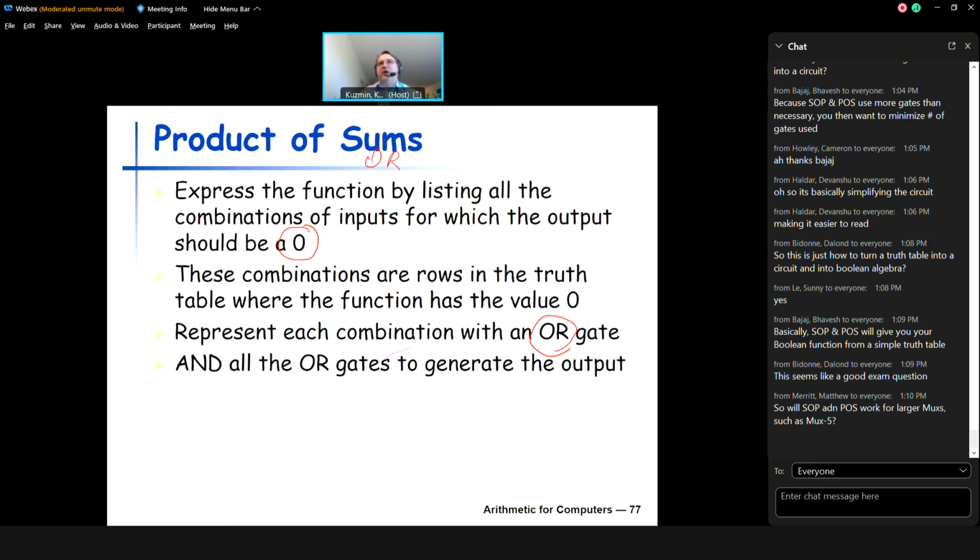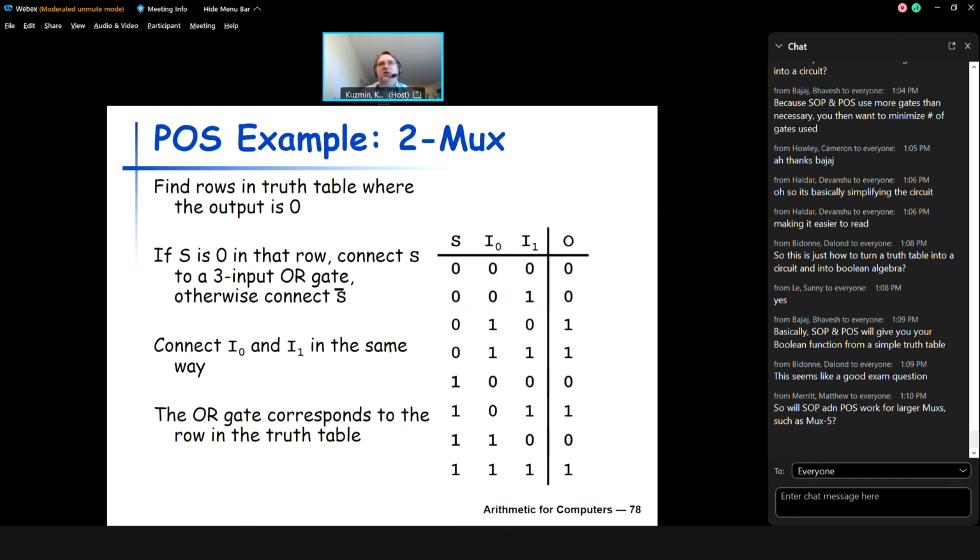Okay, so first layer is OR gates, and then we have a product of them. So we have an AND gate as their second layer. All right, so let's do the same multiplexer to multiplexer, same truth table, but now for the product of sums. So we have those shaded gray, with gray background rows. Those are the ones that have zeros as the output. So we only worry about them for the POS.